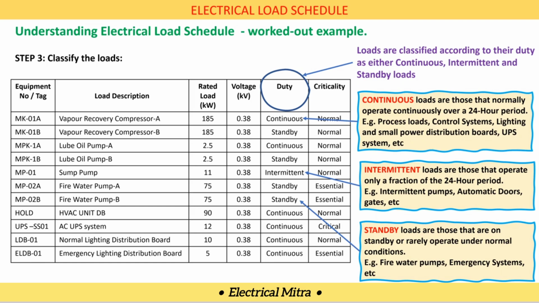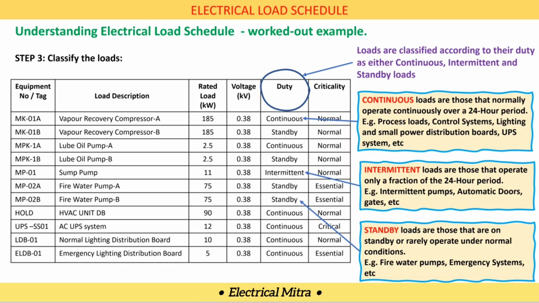Next, we need to classify each load according to their duty as either continuous, intermittent, or standby load. Continuous loads are those that normally operate continuously over a 24-hour period. Examples of continuous loads are process loads, control systems, lighting and small power, distribution boards, and UPS systems. Intermittent loads are those that operate for only a fraction of the 24-hour period. Examples of intermittent loads are intermittent pumps, automatic doors and gates.